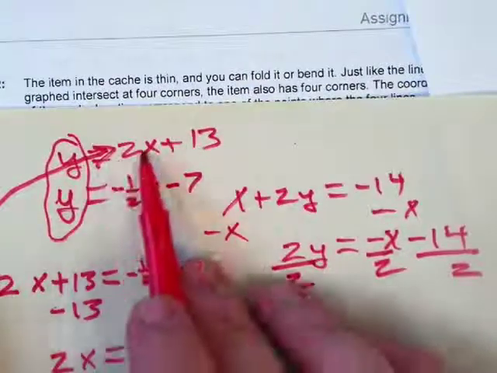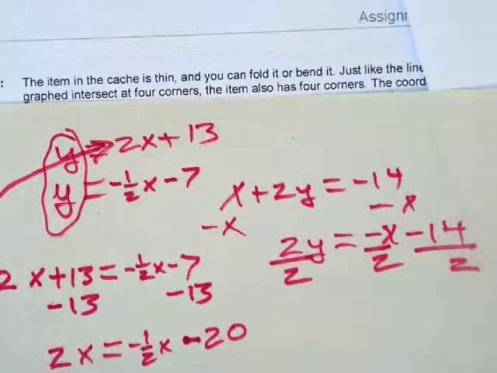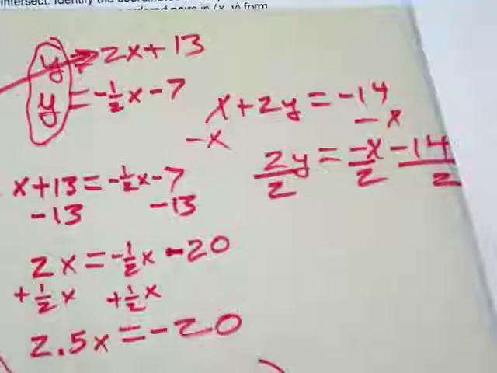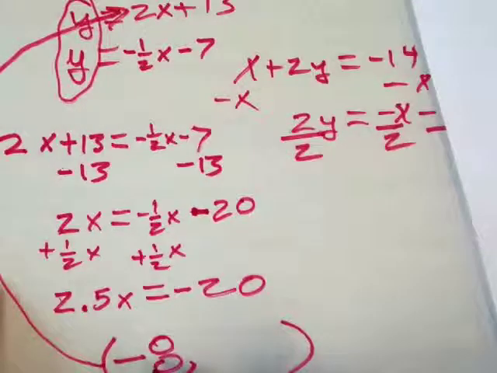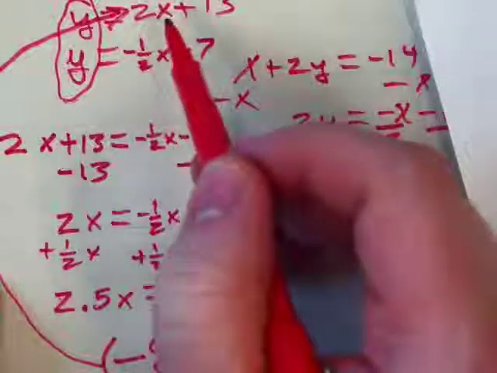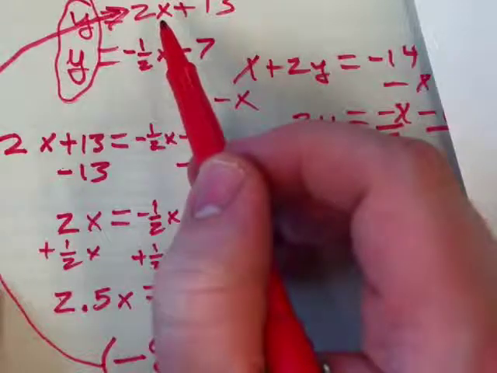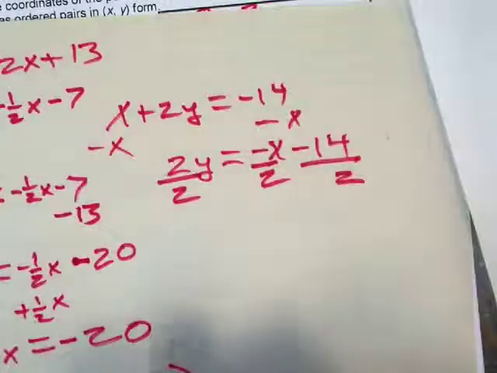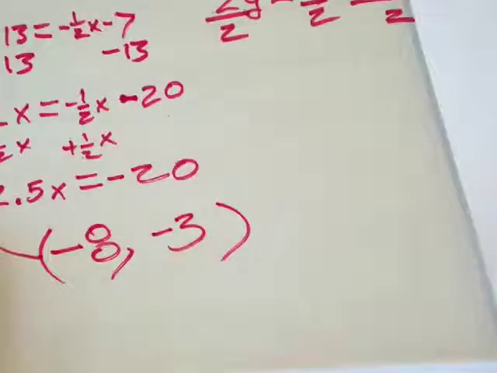What is negative 8 times 2? It is negative 16. So we're plugging in the negative 8. 2 times negative 8 is negative 16. Negative 16 plus 13 is negative 3. So that's the answer down there.